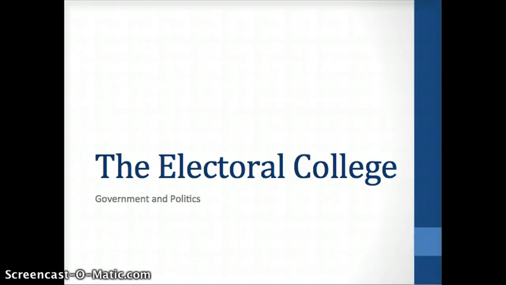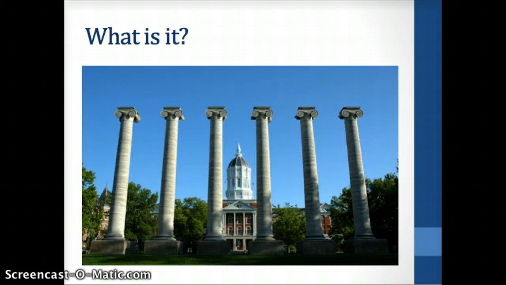Today I'm going to give you an overview about the Electoral College. So what exactly is the Electoral College? Is it a really awesome place that you can go to and have fun at, like Mizzou, for example? No, not at all. It's actually the system we use to elect our president.